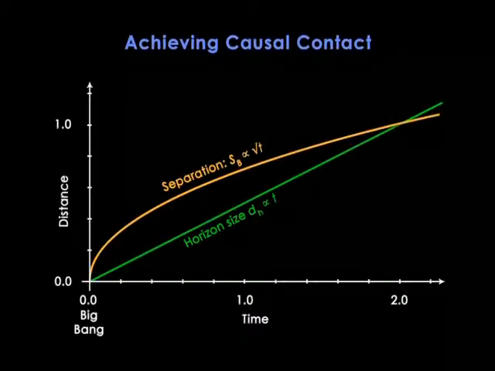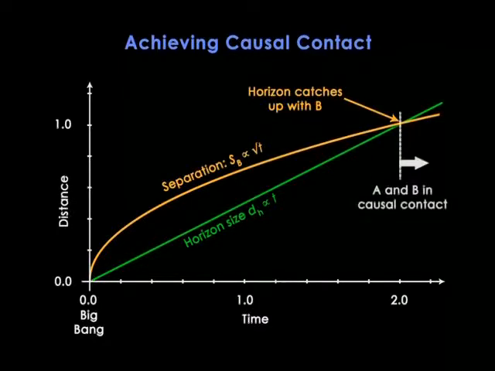Remember, in a radiation universe, the expansion is proportional to the square root of time. So it starts out with infinite speed, but rapidly decelerates. So the line rises fast, but then curves over. So at later times, when the expansion decelerates, the horizon can catch up with B and includes it. And after that, A and B are in causal contact.